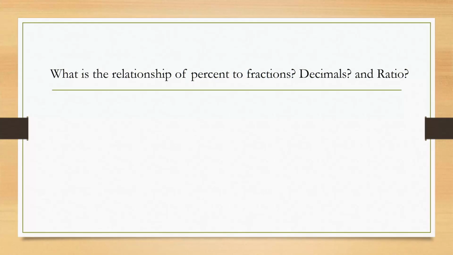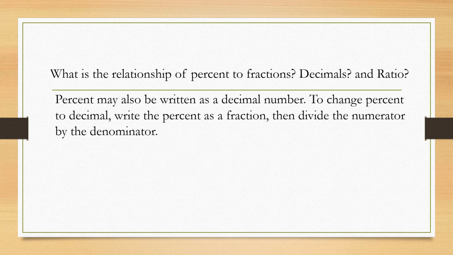Okay? Again, let's recap our lesson. What is the relationship of percent to fractions, decimals, and ratio? So, percent may also be written as a decimal number. To change percent to decimal, write the percent as a fraction. Then, divide the numerator by the denominator. So, bukod sa pag-move natin ng decimal point from right to left ng dalawang beses, ang percent, pwede rin natin siyang isulat into decimal by dividing. So, paano tayo magdi-divide? So, divide the numerator by the denominator.